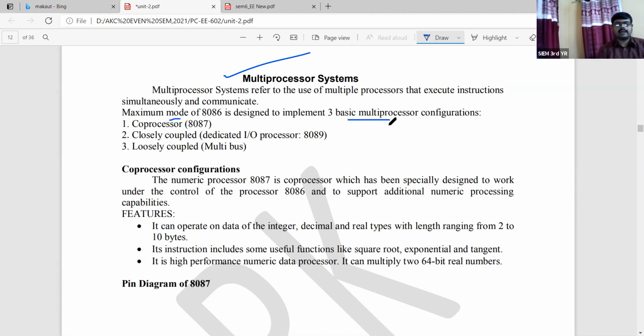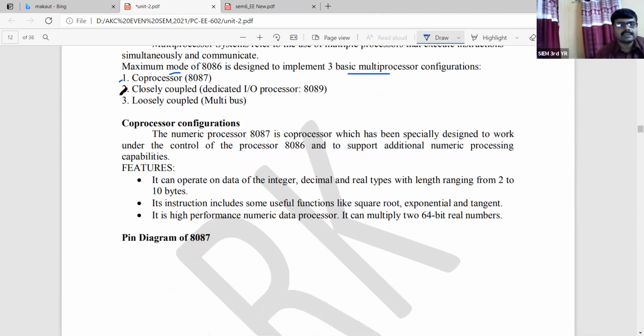I want to highlight one thing. If you see the maximum mode of operation that we have already completed, the maximum mode of operation of 8086 can be implemented in three basic multiprocessor configurations. First one is called the co-processor, and the processor name is 8087. Second one is called the closely coupled, that is the dedicated I/O processor 8089, and the last one is called the loosely coupled, that is the multibus.